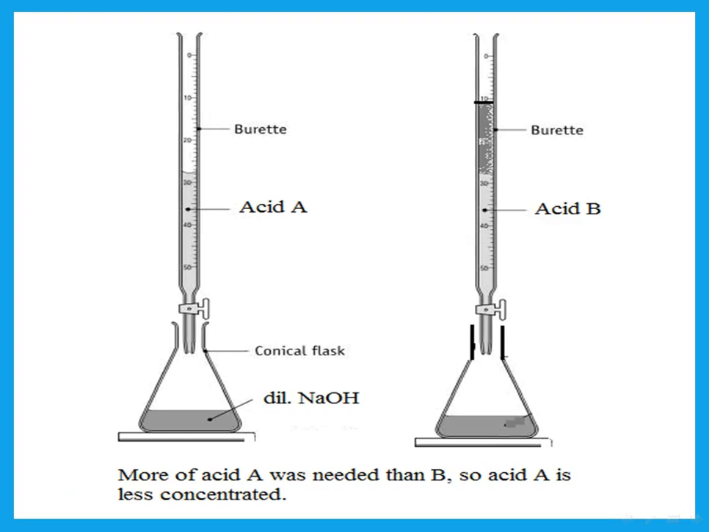But what if it is the other way around? My flask has a certain amount of a certain solution of dilute sodium hydroxide. Once I'm going to titrate it with acid A in a burette, the other time I'm going to titrate it with acid B in the burette. Now, in this case, the acid that I use more of is the less concentrated. So if I needed more of A than B, that means A is less concentrated.